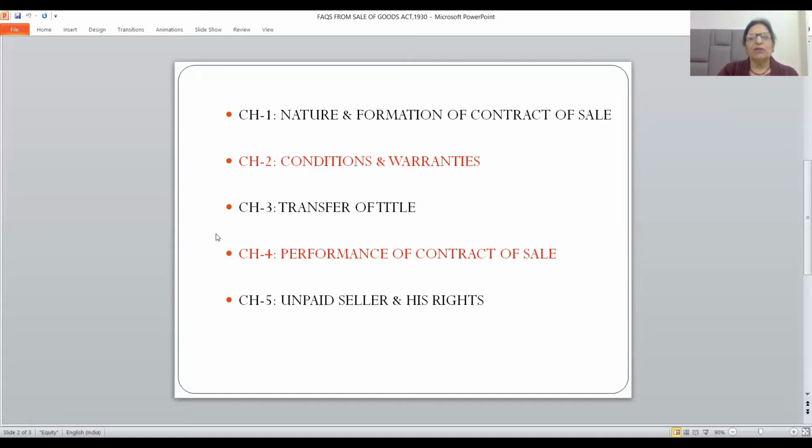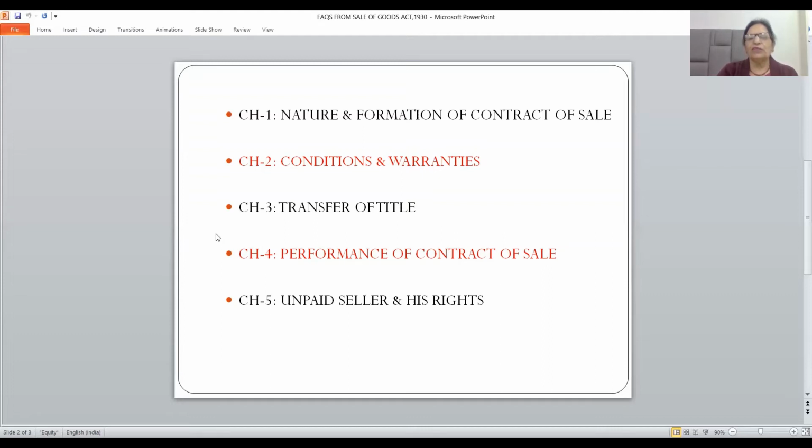So this is all about the various questions from the first chapter under the Sale of Goods Act 1930. Now moving ahead, the next chapter is conditions and warranties. Very important chapter from examination point of view. Distinguish between condition and warranty. How can the breach of condition be taken as a breach of warranty?